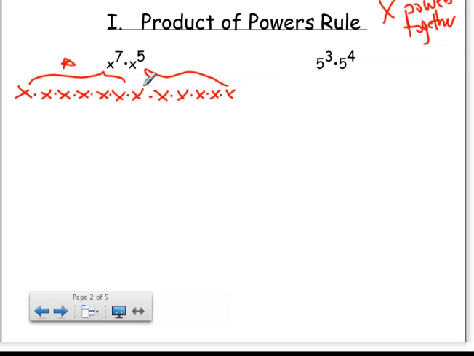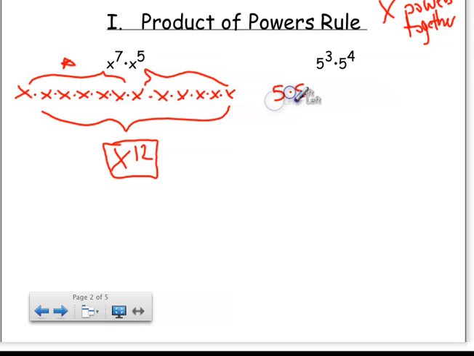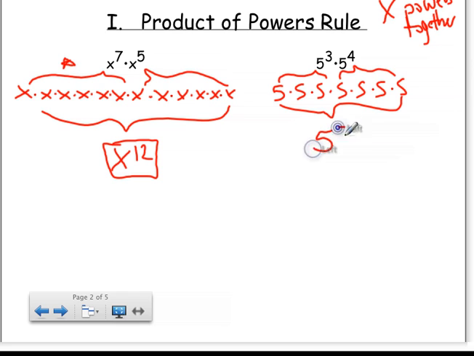And if we multiply all of those together, in total there's 12 x's being multiplied, which we represent as x to the 12th power. We could also do this with whole numbers rather than just with variables. 5 to the 3rd really means 5 times 5 times 5 times 5 to the 4th, which really means 5 times 5 times 5 times 5. And if you see the pattern, you know that in total this is really 5 to the 7th.